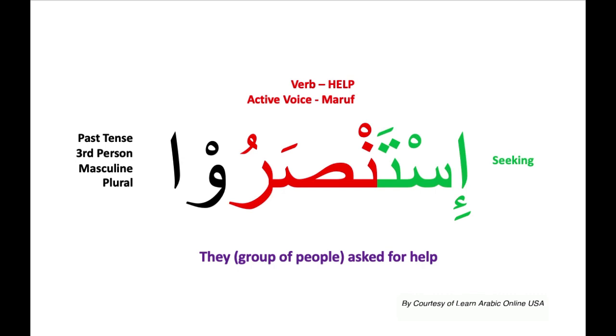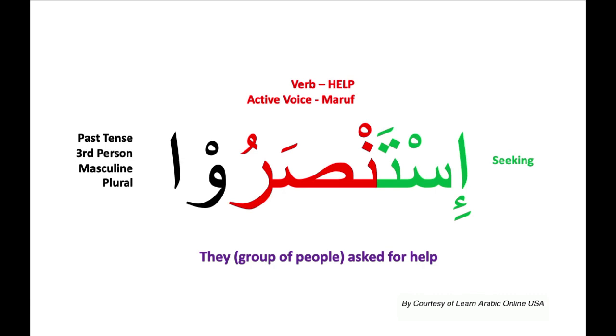The middle part is the root verb nasara. So the prefix ista is added before nasara. Waw alif at the end is acting as a suffix. It's telling us it's past tense, it's third person, it's masculine, and it's also plural.